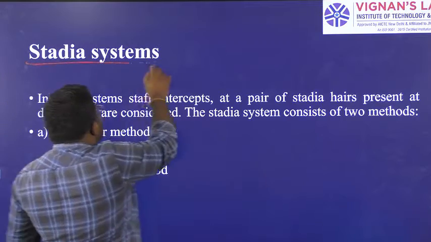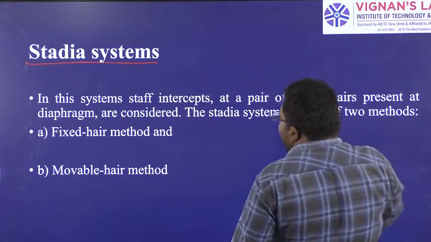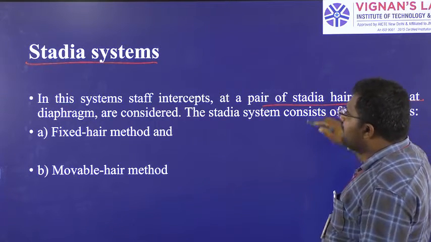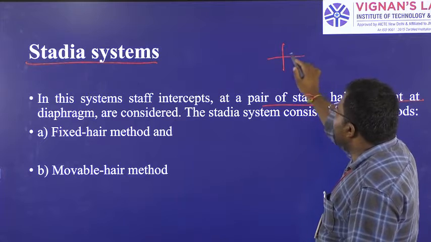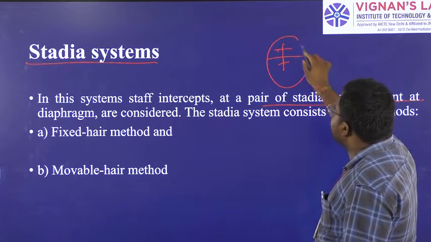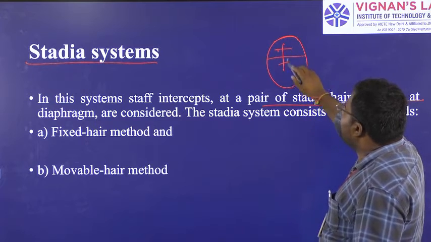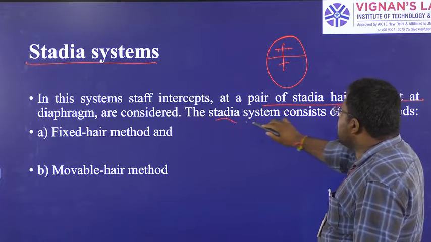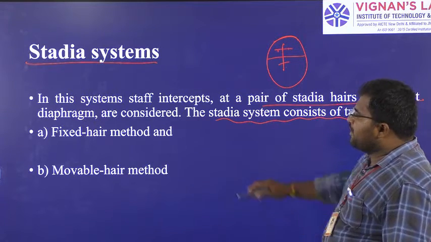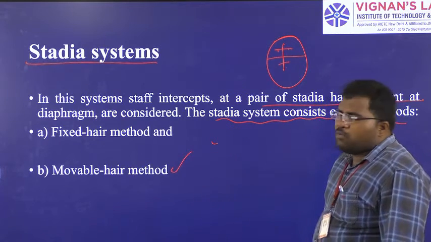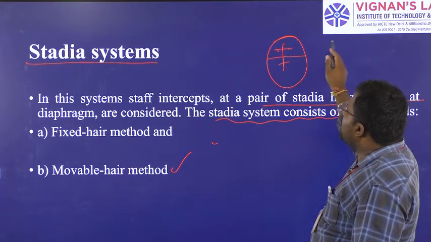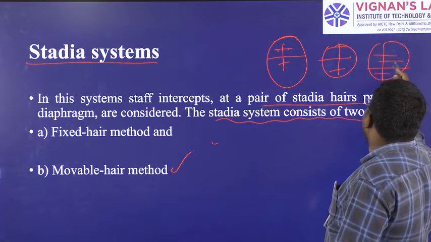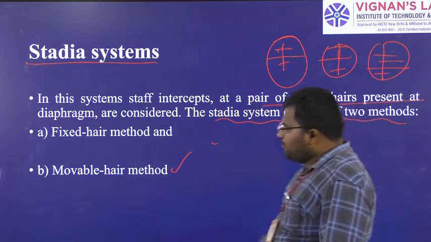Now we have the first system, that is the stadia system. In this system, the staff intercept is read with a pair of stadia hairs present at the diaphragm. I told you that along with the cross hairs we have stadia hairs, up and down, on the diaphragm. The stadia system consists of two methods: one is the fixed hair method and the second one is the movable hair method. Fixed means it is fixed. Movable means these are going to vary, sometimes a very small difference, sometimes very big.